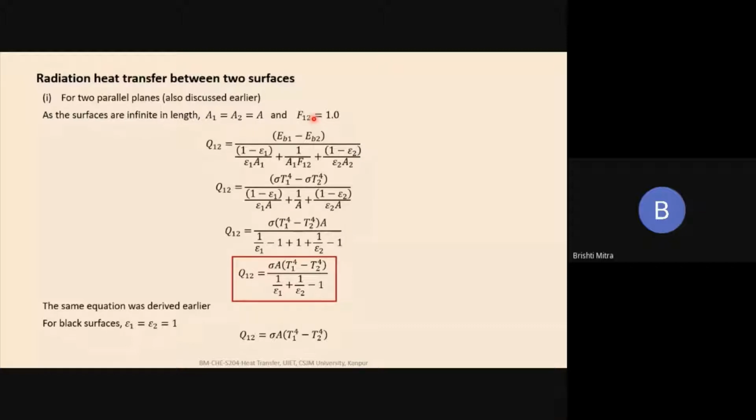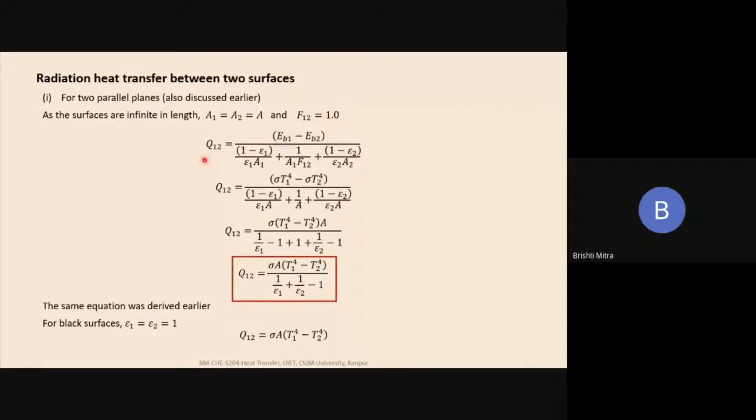Plate 2 can see everything because they are of the same size and they are of infinite length. And whatever is coming from plate 2 can be seen entirely by plate 1. So F12 is equal to 1. And similarly, F21 is also equal to 1 if it is required.